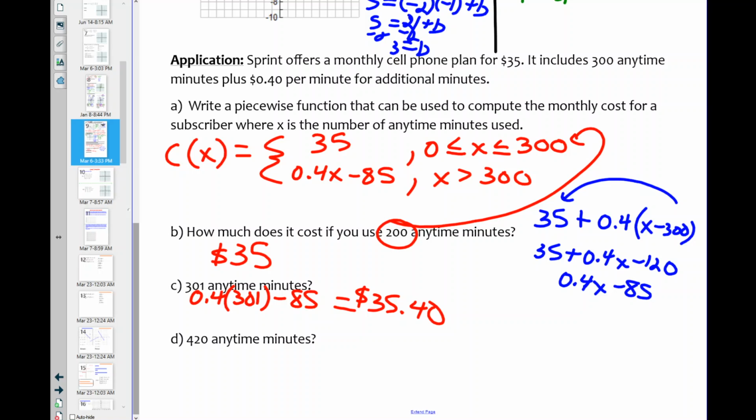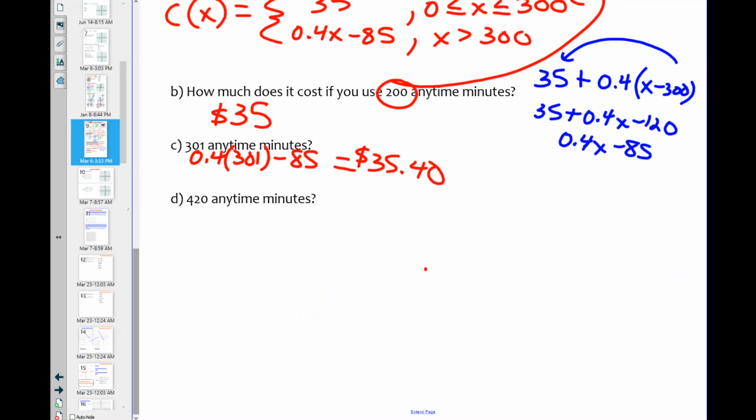And then the last one, 420 minutes. 0.4 times 420 minus 85. How much does that give you? 83 exactly? So $83 exactly.